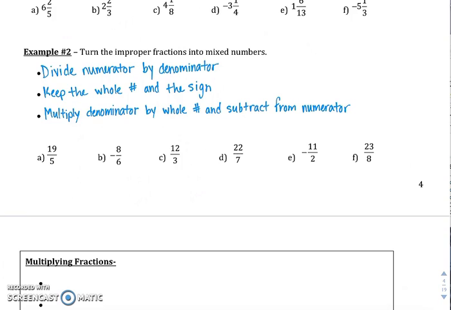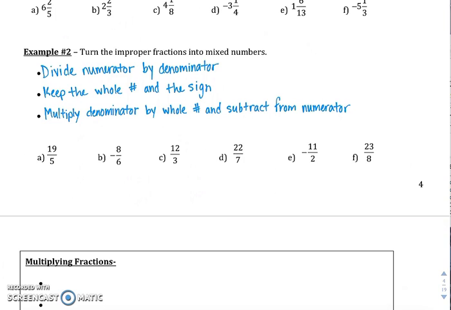So first thing we do is divide the numerator by the denominator. So divide the top number by the bottom number. And what we do then is keep that whole number that we find on the calculator after we do that division. And if it's positive, it stays positive, negative stays negative. So we need to get the whole number first. And then what we do is multiply the denominator by that whole number we found and subtract it from the original numerator.